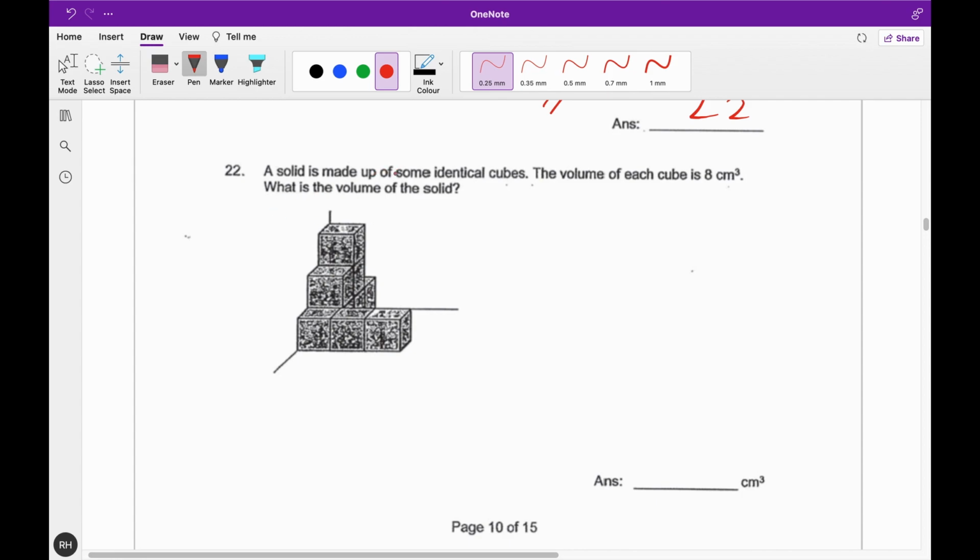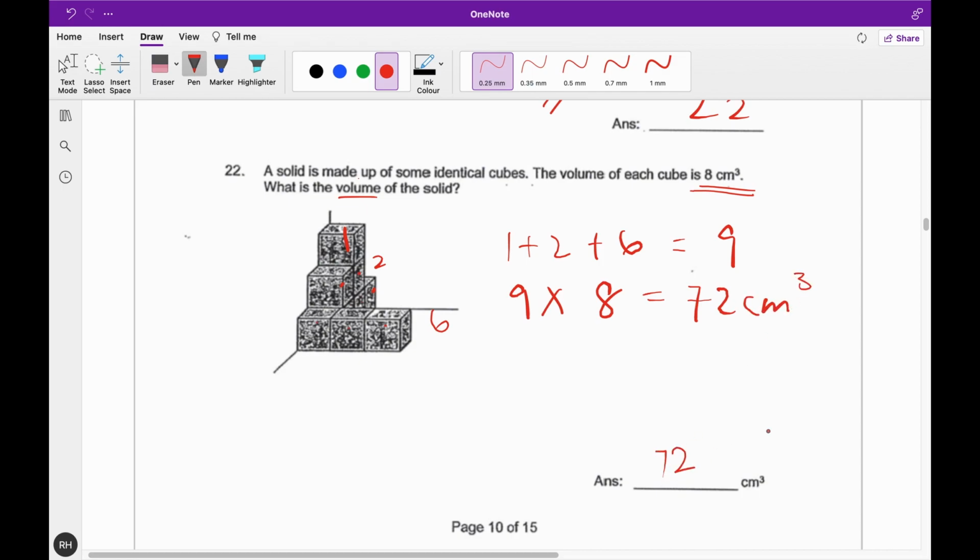Question 22. A solid is made up of some identical cubes. The volume of each cube is 8 cubic centimeters. What is the volume of the solid? Alright, so let's count the top layer. Okay, so this is 1 cube, and then we have 1 cube, 2 cubes. Okay, so this is 2 cubes. So here we have 1 cube, 2, 3, 4, 5, 6 cubes. So we have 6 cubes on the first row, first layer. So total we have 1 plus 2 plus 6, total of 9 cubes. And if each cube is 8 cubic centimeters, we'll do 9 times 8. We get 72 cubic centimeters.